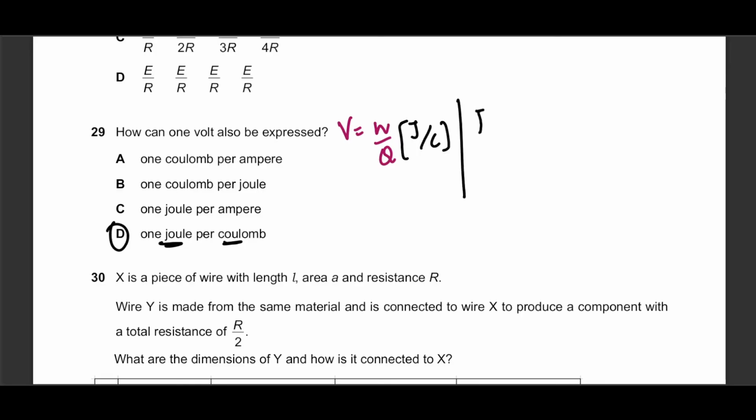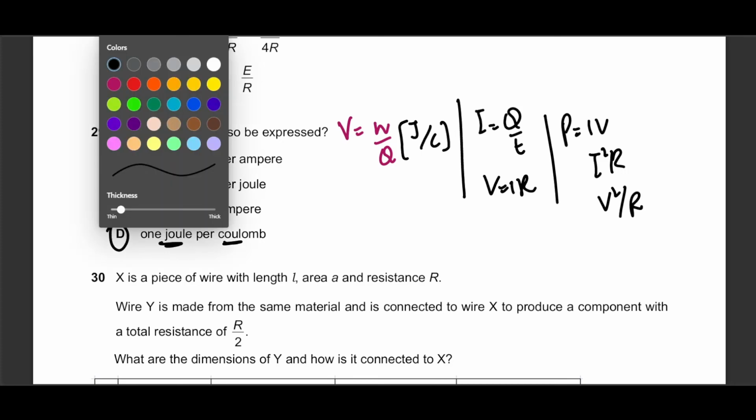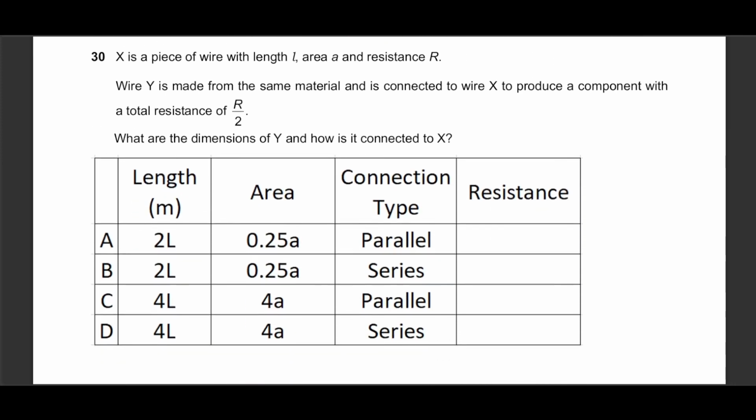Also, don't forget about the equations I = Q/T, V = IR, and then power equals IV, I squared R, and V squared divided by R. These are all the equations involved in circuits, but it depends how you use them.